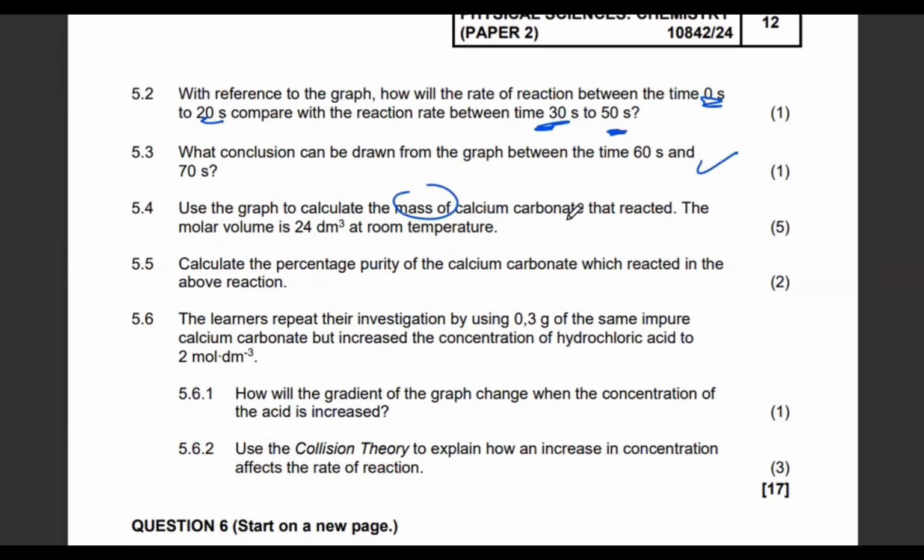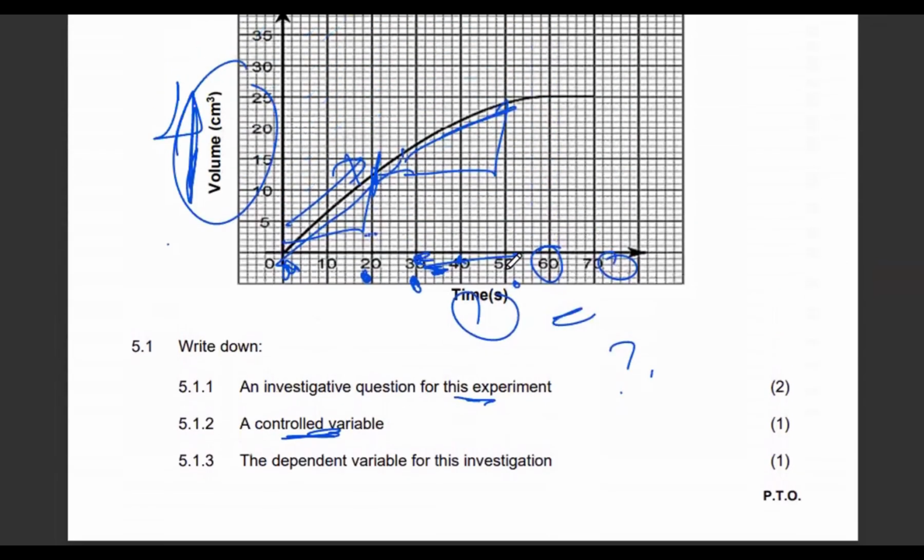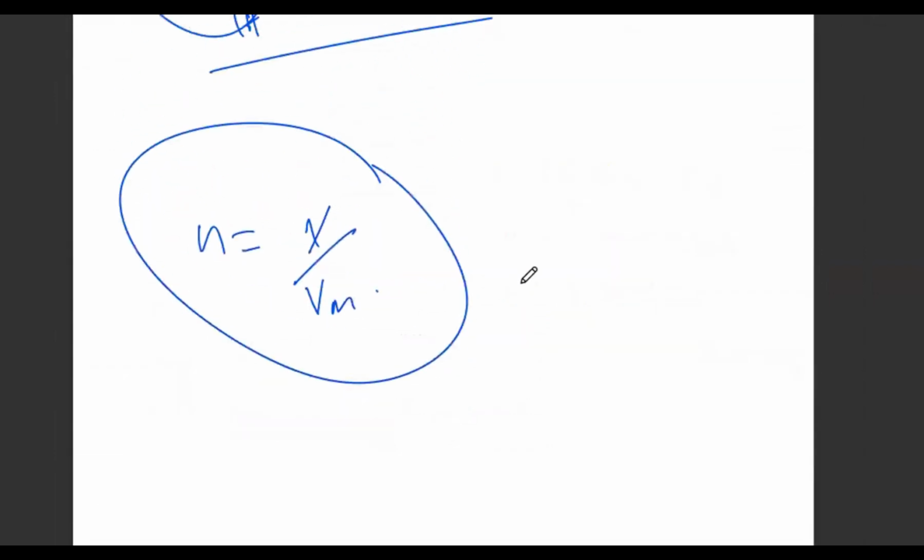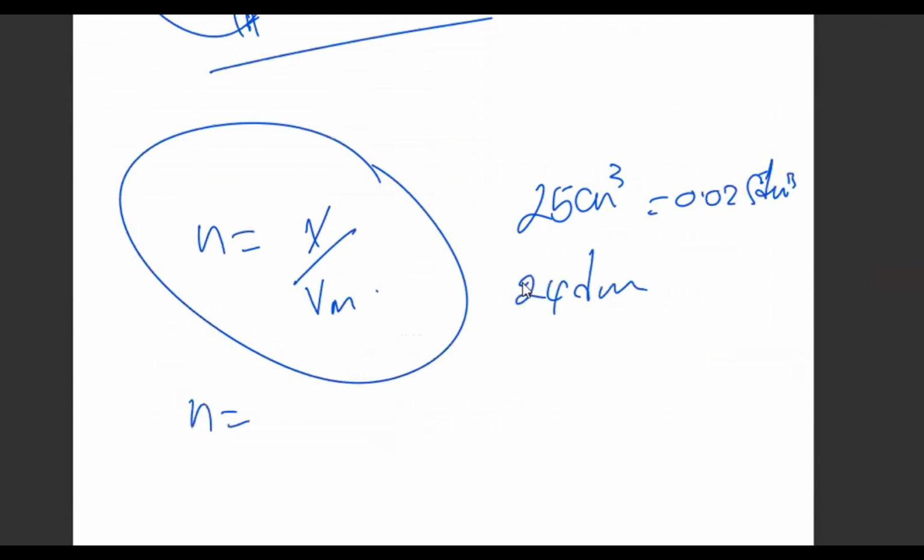Let's go back to the graph and find out. We see that the volume for the reaction to complete is 25 cubic centimeters, which is equal to 0.025 decimeter cubed. And then we have the 24 decimeter cubed. So the number of moles is going to be 0.025 divided by 24, and this gives us 1.042 times 10 to the power negative 3 moles.